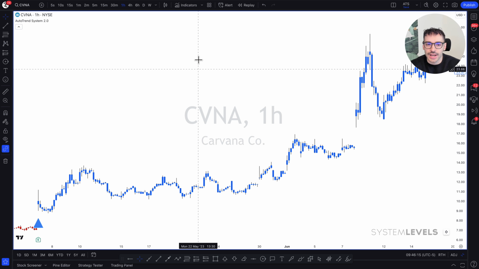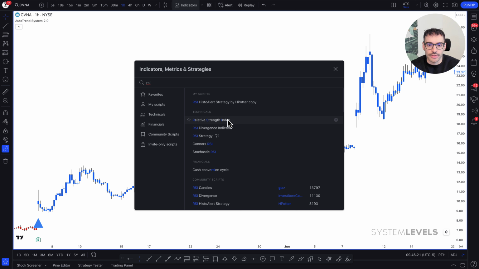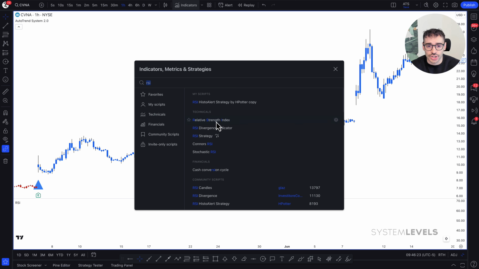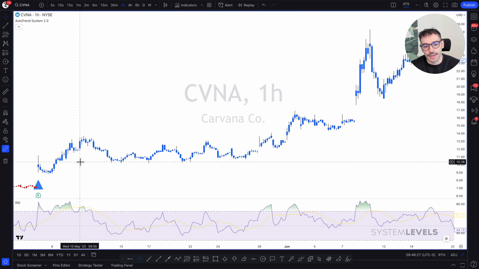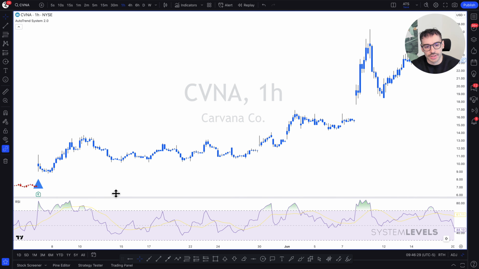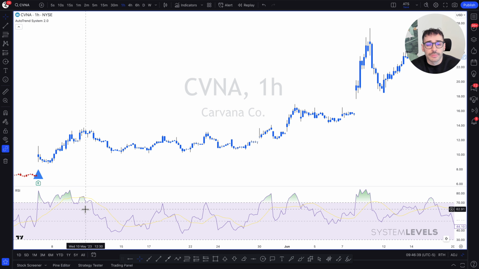But if you prefer an RSI, or a stochastic for that matter, just go up to the indicators, search for RSI, and you can find the relative strength index here. You can leave the settings as default, and it will plot it here on the chart. Now, if you don't know what the RSI does or how to use it, just stick with the simple moving average. This is just a second option for people who are familiar with the RSI and like to use it.